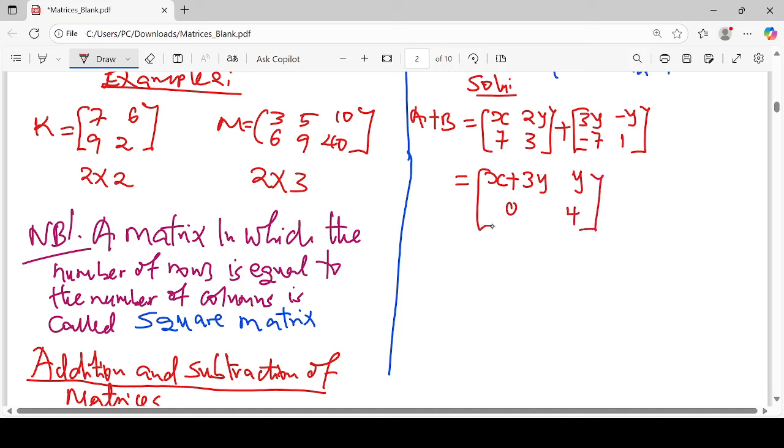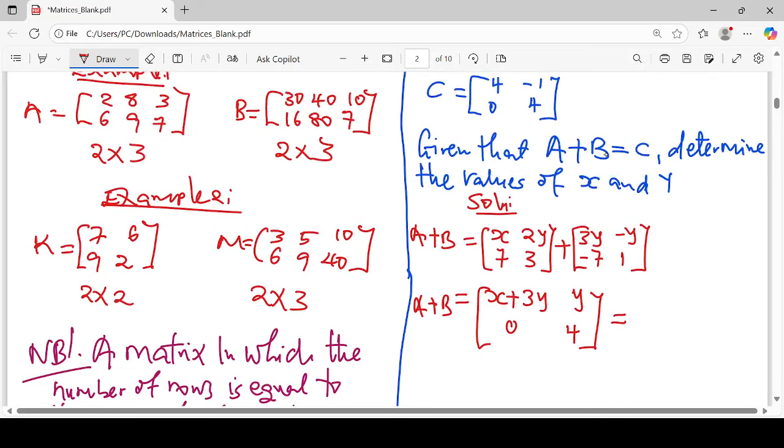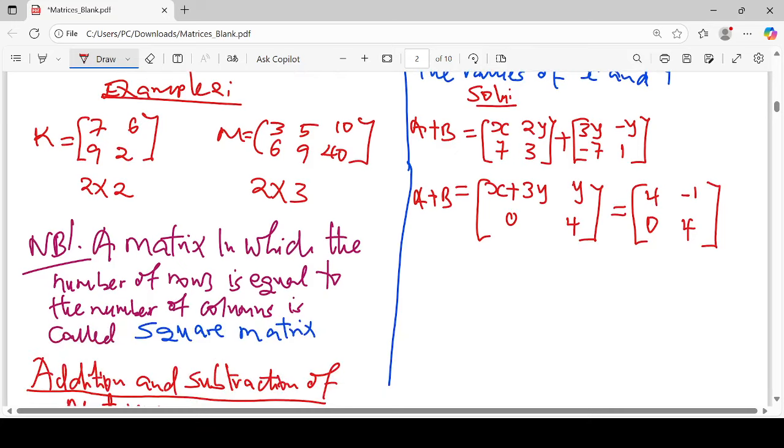So when I add A plus B, this is the matrix I'm getting. And this matrix should now be equal to matrix C, because we are told A plus B is equal to C, which is 4, 0, -1, 4. What does it mean? Because the two matrices are equal, the elements in each position must be equal. That means the first element in matrix A plus B, that is x plus 3y, should be equal to the first element of matrix C, which is 4.